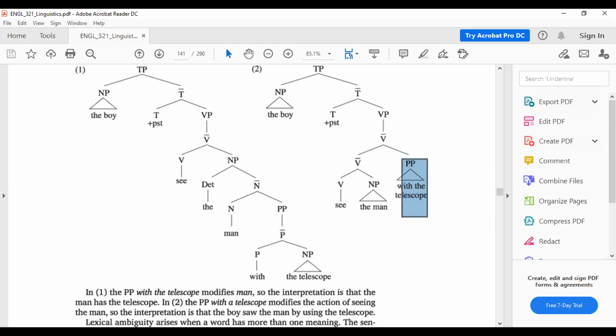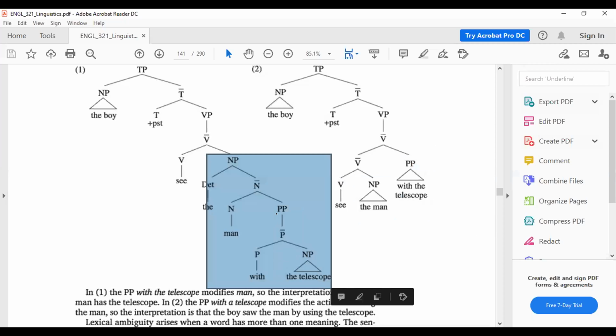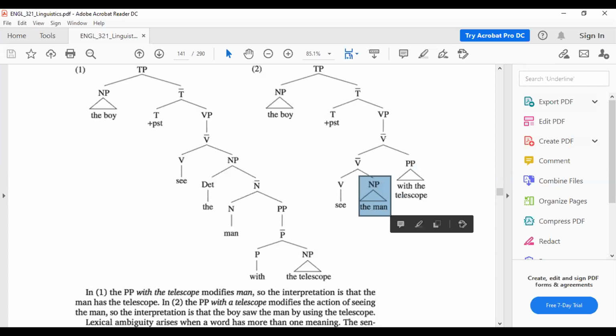Compare it with the sentence to the left. In the sentence to the left, the PP is attached, so it modifies the man, so it is attached within the NP. So the PP here is a smaller constituent that is attached within the NP because it modifies man. But in the second case, we have the NP, the man alone, and then from V bar, we have the PP. So this PP is attached within the verb phrase or the V bar because it modifies the verb see.